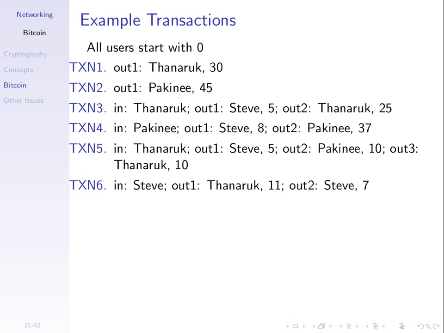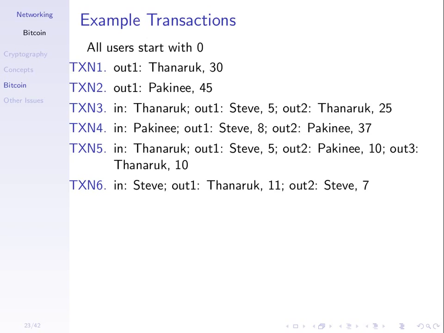Let's go. Here's our example transactions from before. I think we've seen it before, but I've just changed the notation. We may have multiple outputs. So transaction 3 was Tanarak sends to Steve 5 units.